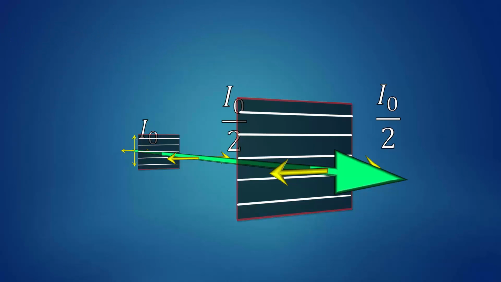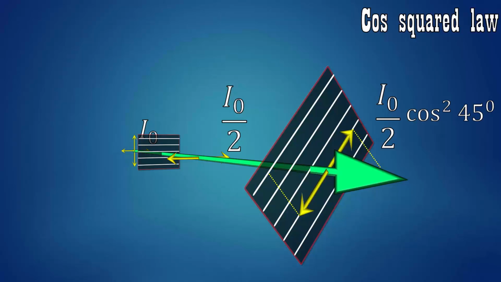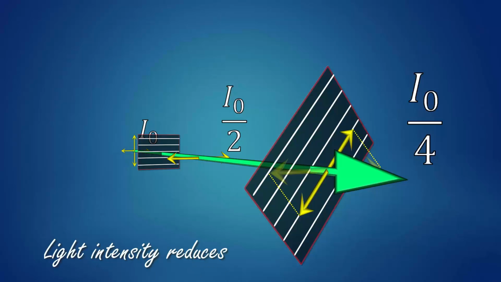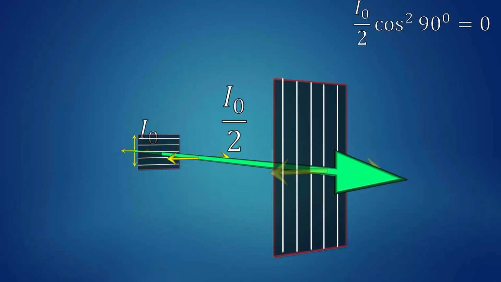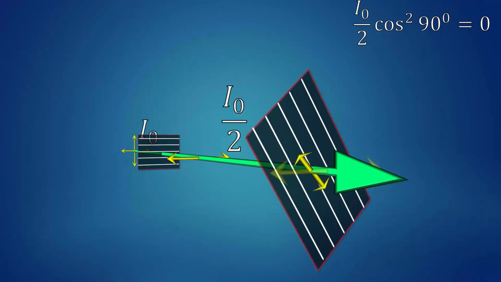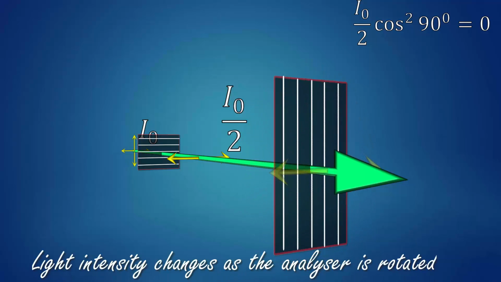But if I rotate the analyzer by 45 degrees counterclockwise, now the outgoing light will have an intensity I0 by 2 cos squared 45, making it I0 by 4. Hence the light intensity reduces. And if I rotate the analyzer a further 45 degrees, making it vertical, now the two filters are cross-polarized and nothing gets through. You will get 0. So now you see, as I rotate the analyzer, the light intensity changes.